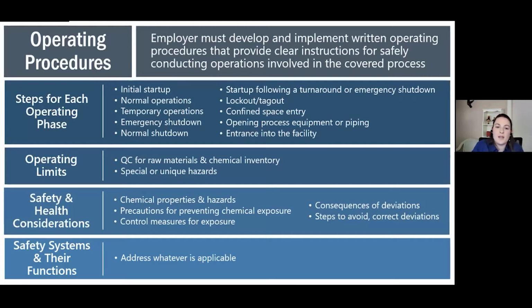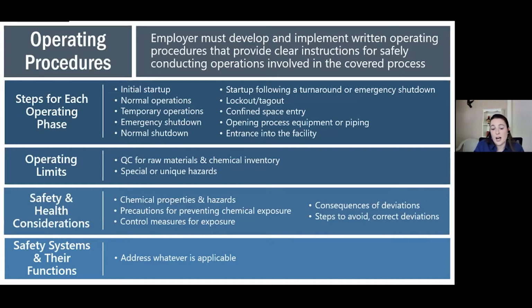Operating procedures. Now, I'm sure everyone here is familiar with operating procedures, but the requirements under RMP are really specific for operating procedures. So like I said, this might be an instance where you take what you have and you evaluate it against the RMP rule, and you might have to add some information. As far as what's required under the rules, the operating procedures for the RMP covered process must include details on initial startup, normal operations, temporary and emergency operations, shutdown and startup following a shutdown or turnaround, lockout tagout, confined space entry, and any opening of process equipment or piping.